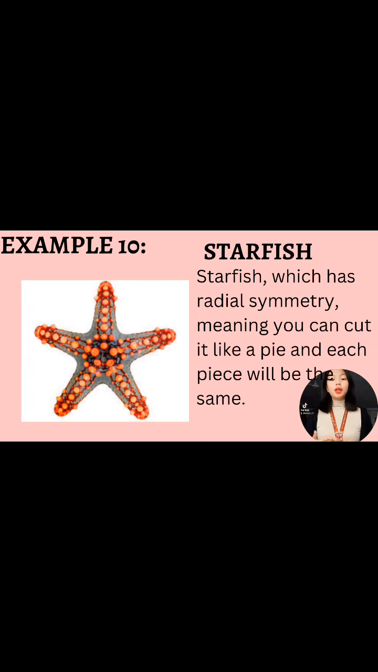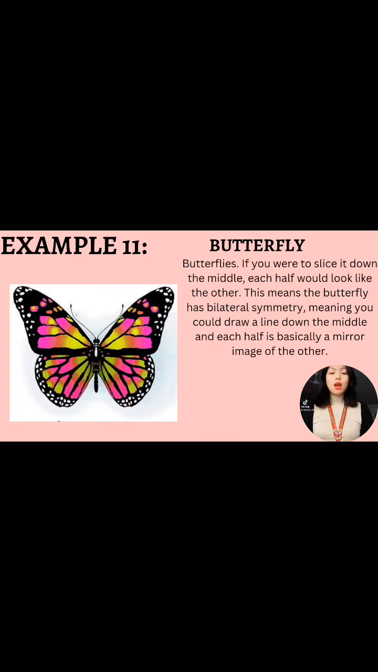Example number 10: starfish. A starfish has radial symmetry, meaning you can cut it like a pie and each piece will be the same. Example number 11: butterfly. If you were to slice it down the middle, each of the halves looks like the other, which means bilateral symmetry.